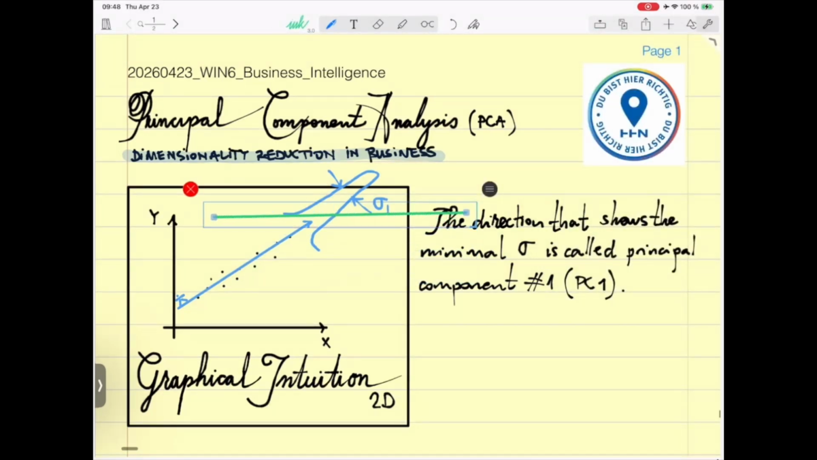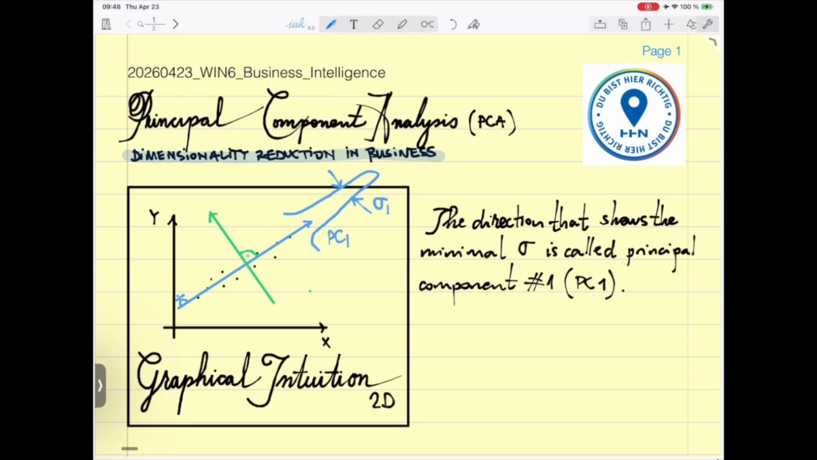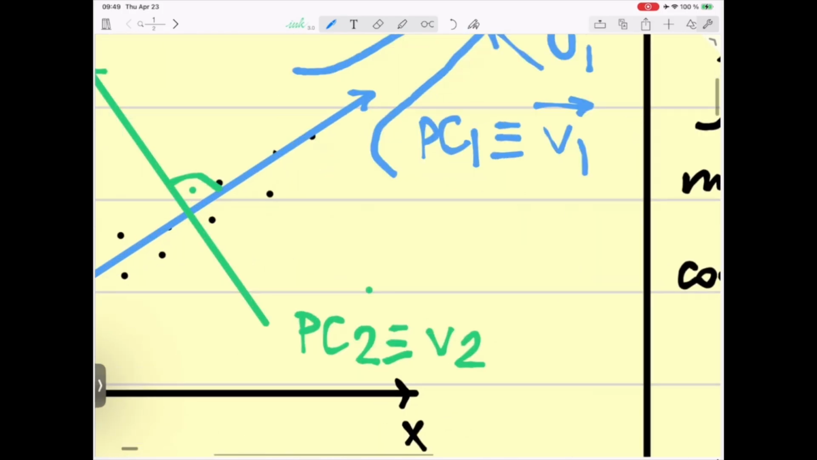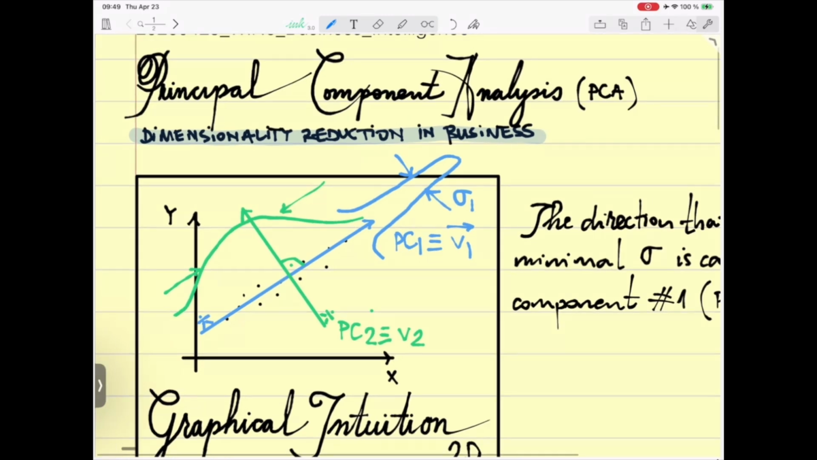So the second: we have 2 dimensions, so we need 2 principal components. The second principal component is perpendicular, senkrecht. Okay, so if this one could be called PC1 or something like B1, vector 1, the second one is called PC2 or V2. And the Gauss curve, if we look again, if we sit down here and we look in this direction to the data, then we see a very different picture. We see a very wide standard deviation, so very big standard deviation.